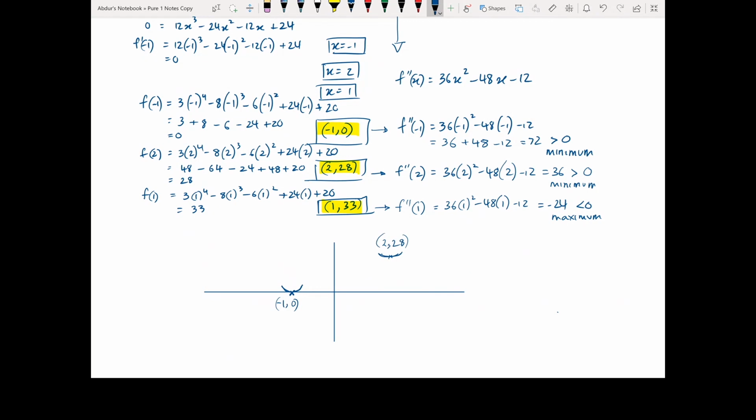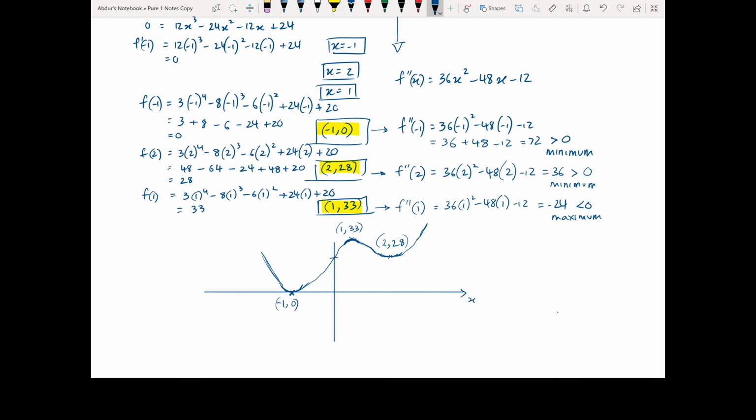And then we've got (1, 33), which is higher than 28. So there. And that's a maximum, so it's doing something like that. So we can see the shape is forming already. Since this is a minimum, we'll take this up, join it there, take this down, join it down there, curve back up there. This side goes up that way. There's our curve.